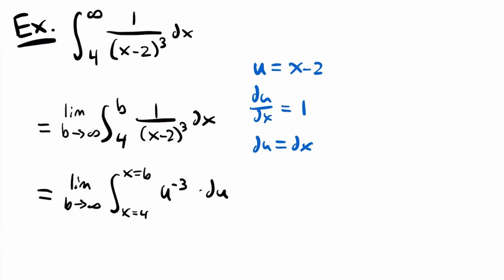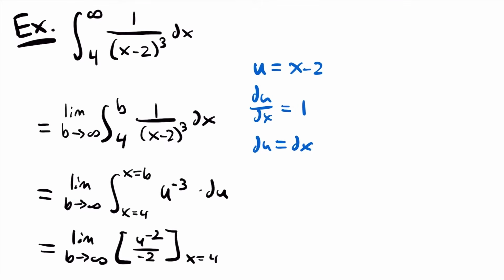And now we can use the power rule of integration and add 1 to that exponent and then divide by the new exponent. And so this will be equal to the limit as b approaches infinity of u to the negative second power divided by negative 2 evaluated from x equals 4 to x equals b. Right, so we added 1 to our exponent. Negative 3 plus 1 is negative 2, and then we divided by that new exponent of negative 2.